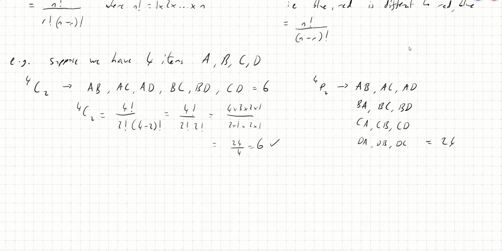And again, just using the formula, we can check that. So 4P2 is 4 factorial over (4 minus 2) factorial. 4 factorial we worked out before is 24, and (4 minus 2) factorial is just 2. This is 24 over 2, which is 12. Earlier, when I said 24, I was being a little bit silly, and I meant to say 12. That's a quick example of the difference between combinations and permutations, with an example of each.